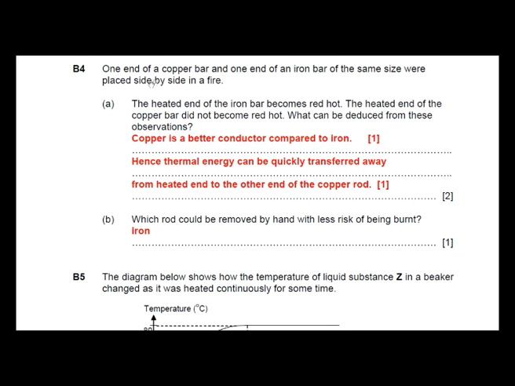For B4, one end of a copper bar and one end of an iron bar of the same size were placed side by side in a fire. The heated end of the iron bar becomes red hot. The heated end of the copper bar did not become red hot. What can be deduced from this observation?